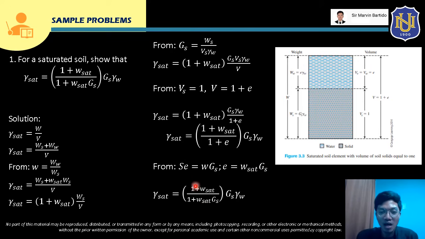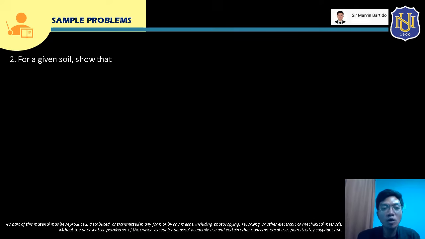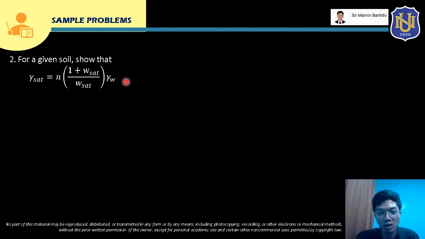So we can prove from here class na dito sa relationship na binigay sa problem, yung gamma sat equal talaga siya dito class. Tama? So yun na class yung sagot para dito sa number 1. Na-prove na natin. Okay. For sample problem number 2, for a given soil, show that gamma sat is equal to n times 1 plus W sub sat over W sub sat times gamma water.